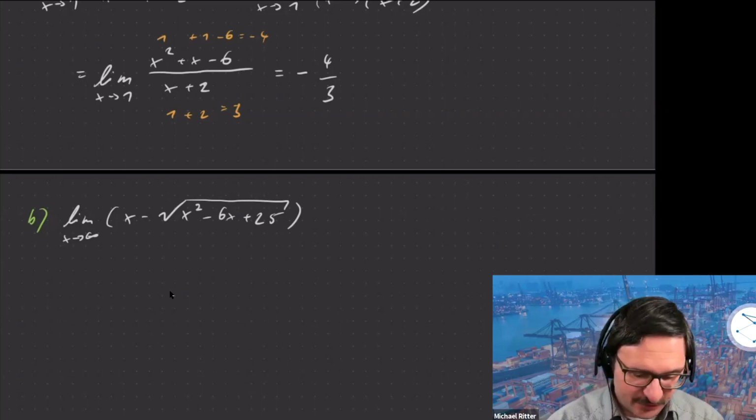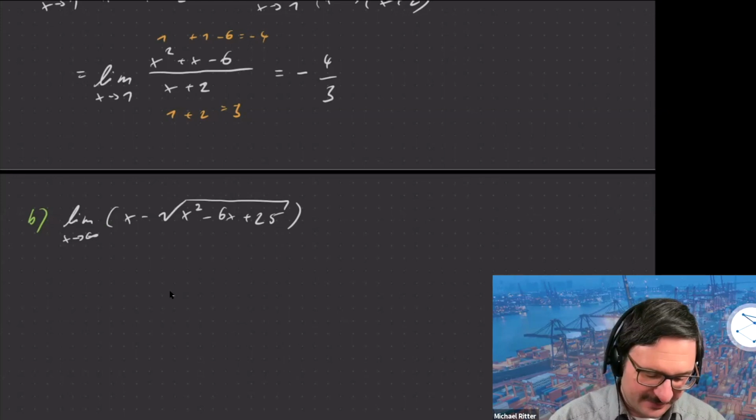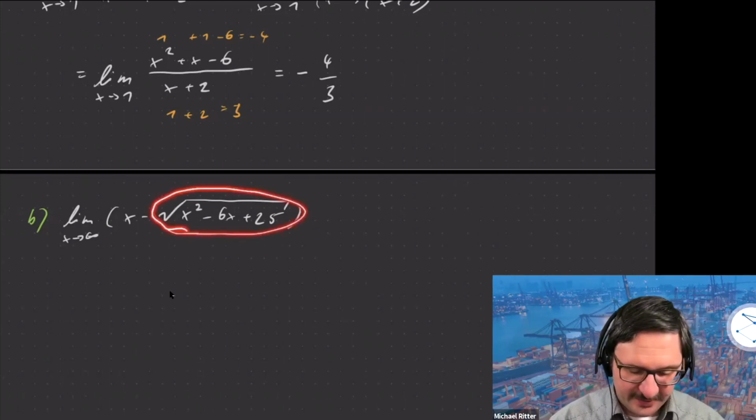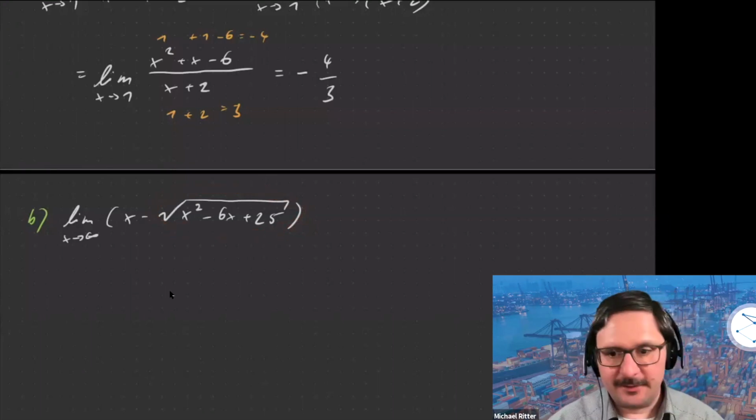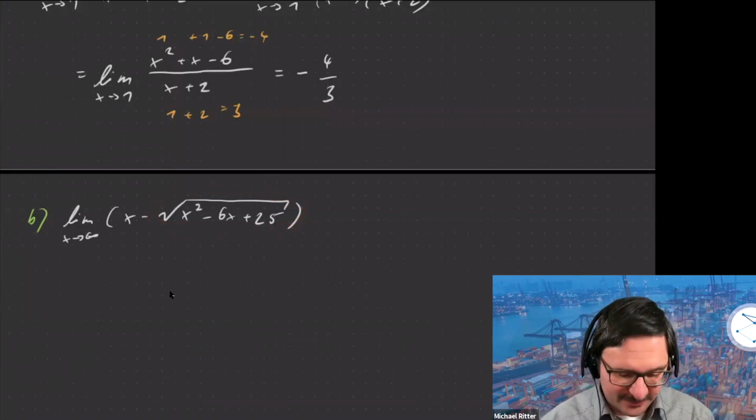There's a standard trick for expressions like that one that have a sum or a difference that involves a square root, like here. What you do is you use one of the binomial theorems.